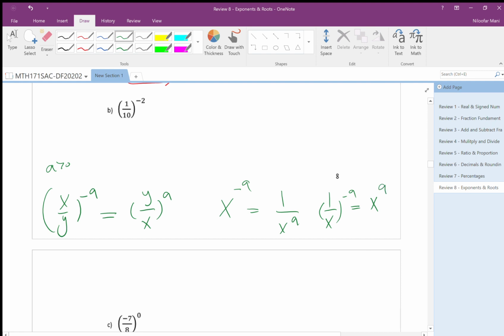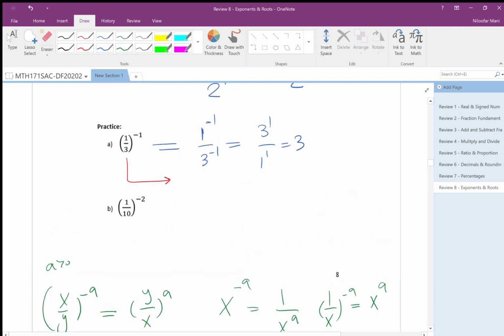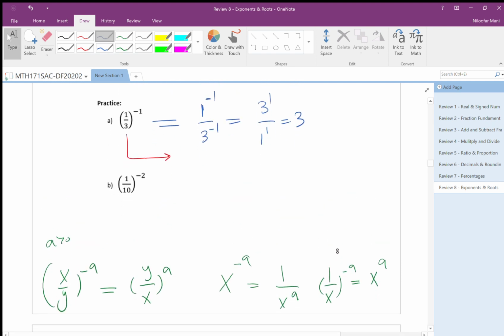So flip it. Flip and change the sign of the exponent. And then proceed. And then continue. This is my recommendation. It's easier. So it is 3 power 1 and done. I flip it and change the sign. Remember, don't do anything else. Just flip. Don't simplify. Don't cancel. Just flip, change the sign of exponent, and then continue. This is my recommendation. It's easier.